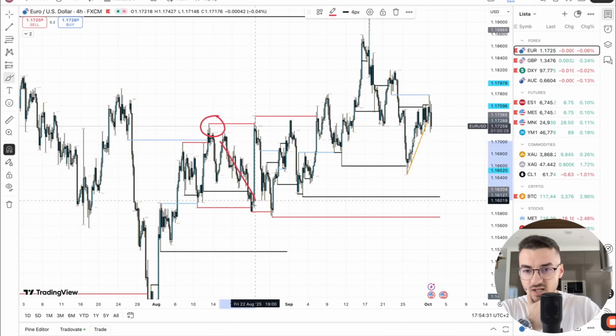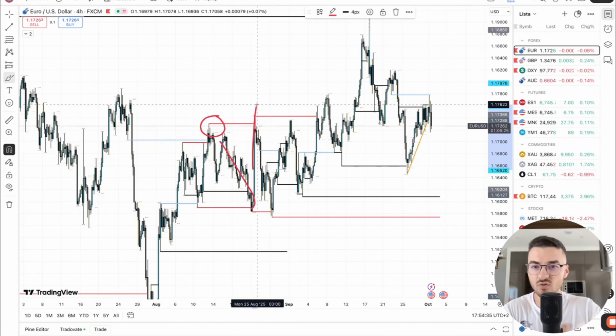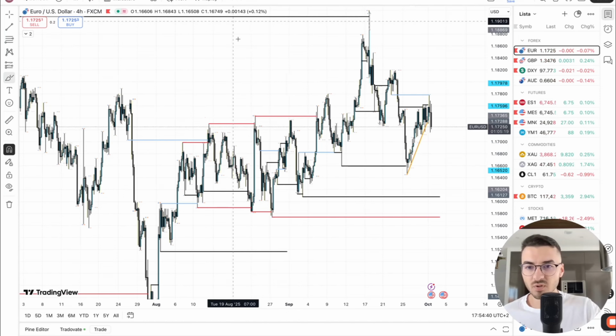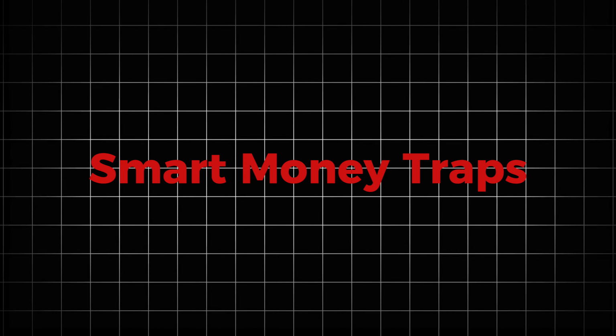Just because it makes a low doesn't necessarily mean we're bearish. Or just because we make a new high doesn't necessarily mean we're bullish. And the beauty of it is that we can trap people all around these areas. And that also comes to my next point, which is that SMC and ICT traders can see the liquidity, but they can't manage to position themselves on it. Why? Because now I'm going to tell you why I really differentiate myself from the SMC and ICT traders. It's because I have this concept that's smart money traps.